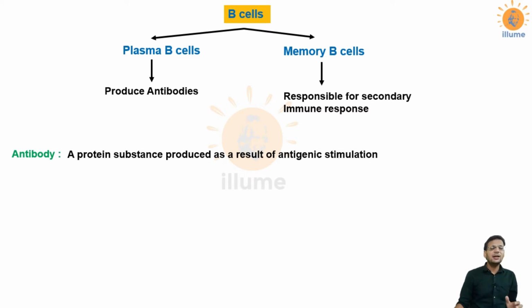Now, there is a word called antibody. What is an antibody? It is a protein substance which is produced against an antigen. Whenever a foreign antigen enters your body, your plasma B cells would produce certain glycoproteins called antibodies, which would then interact with those antigens.